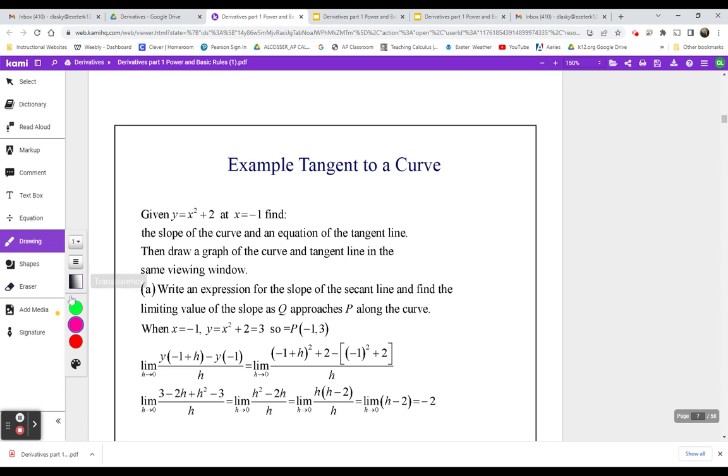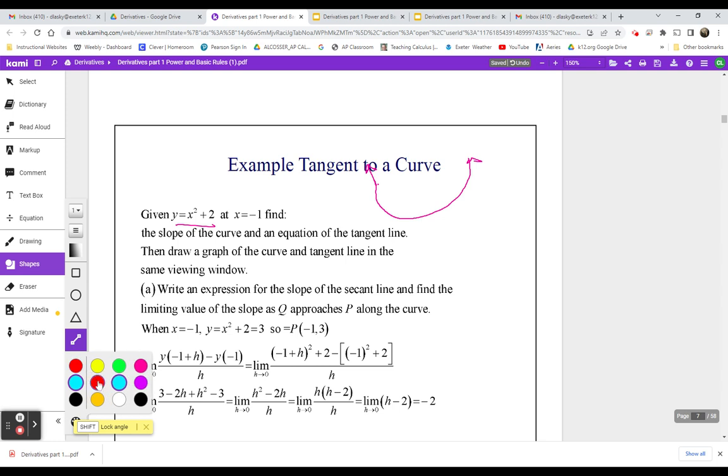So I'm gonna draw, well, this is a U shape. So we're gonna do this. Here's my U shape right here. That's my basic idea of this right here. Okay. Now, I'm gonna draw my tangent line.